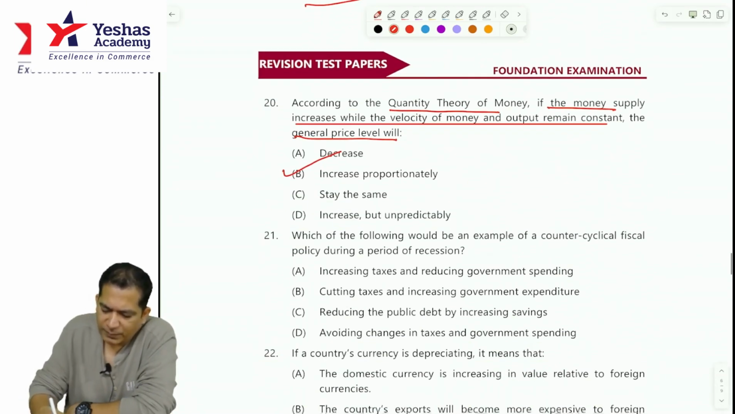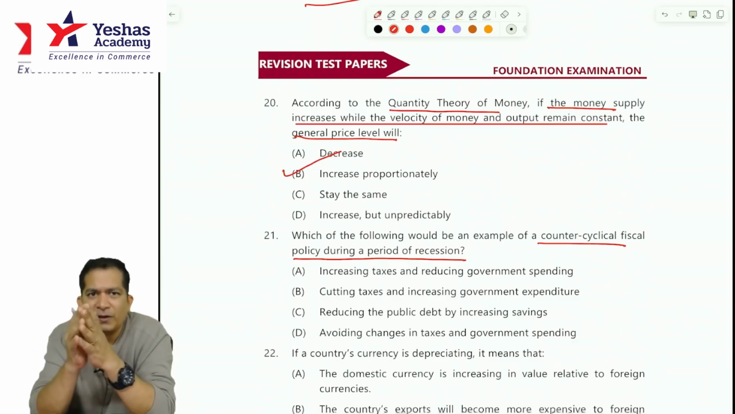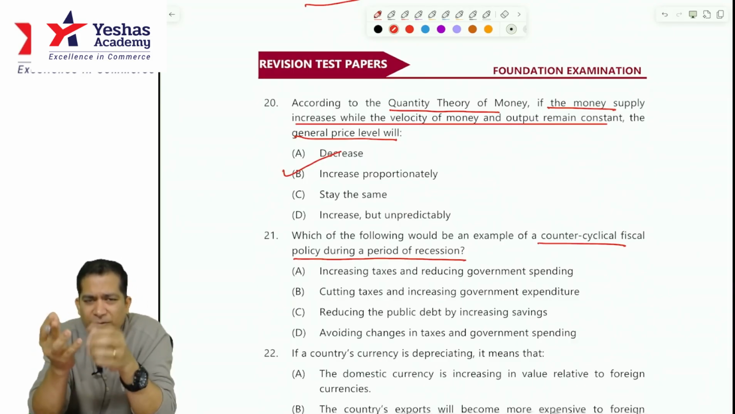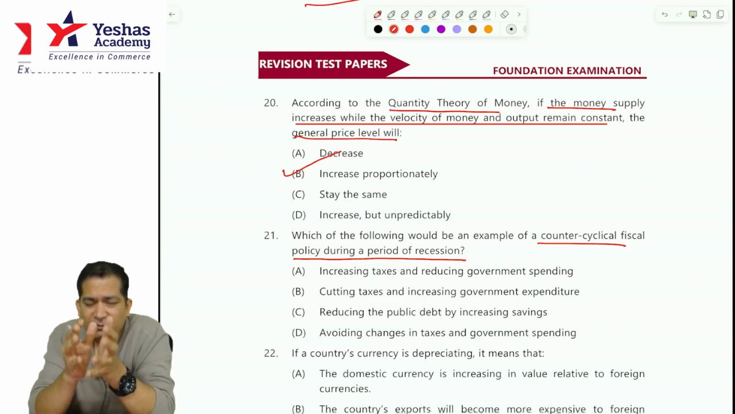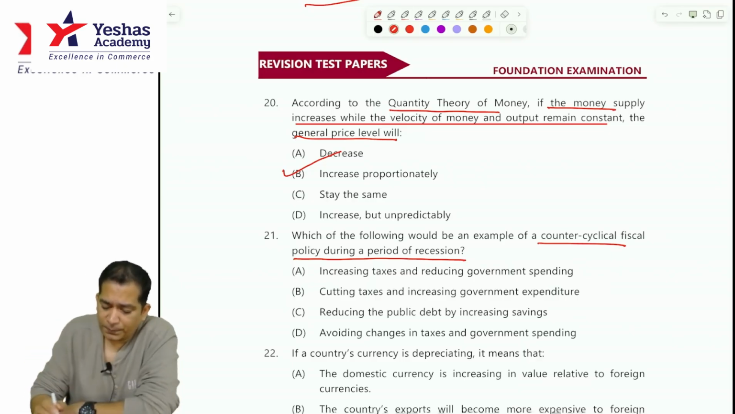Which of the following would be an example of counter-cycle fiscal policy during period of recession? So I've told you, when there is recession going on, it means during that time, unemployment rises, money supply decreases, production falls down, household income falls down, demand falls down. So government will have to revive the economy by adopting expansionary fiscal policy, wherein government can increase government expenditure. That is not sufficient. Decrease the taxes also government can do. So government will adopt expansionary fiscal policy.